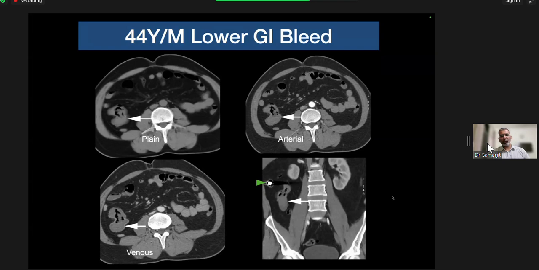Okay, so what do you guys think this is? Of course, you can see there is a capsule here. Because I was talking about the capsule, I just thought I'd show you a case where a capsule was done, capsule was negative. And this guy is 44 years old. So what do you think this is?